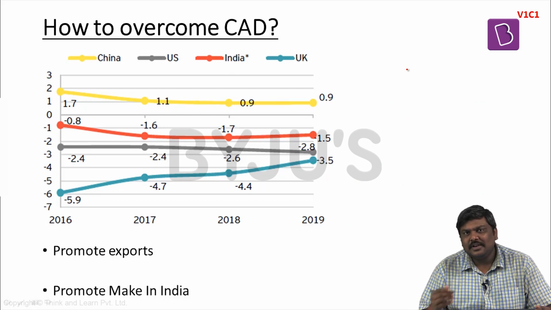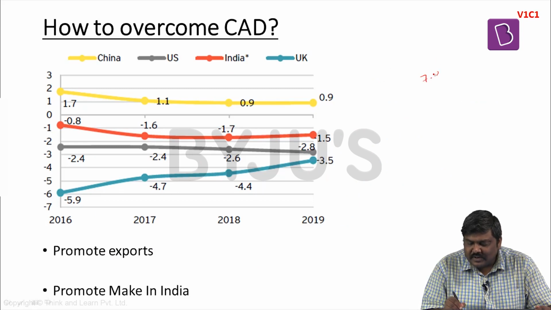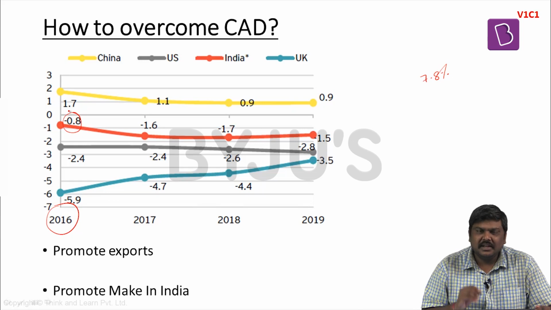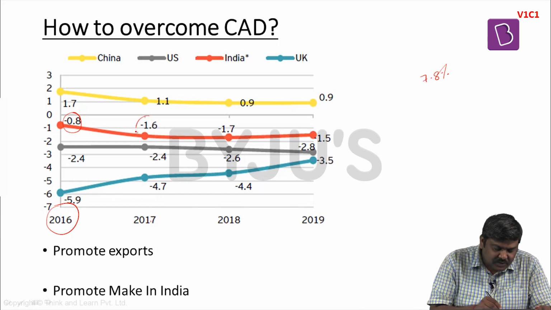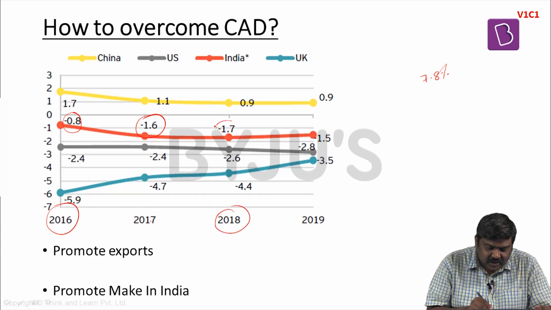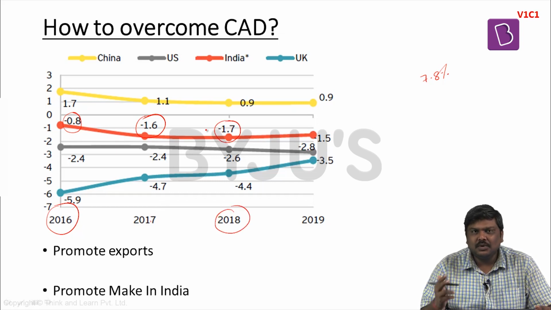The second vulnerability that the Indian economy faces today is the current account deficit. The CAD for the financial year 13 was as high as 7.8%, but by 2016 this had decreased to 0.8%. But in the year 2017 this again increased to 1.6%, and in 2018 it is expected to reach 1.7%.